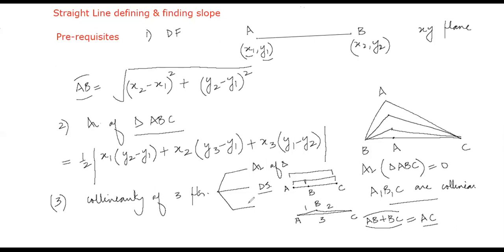Now, students, having understood that these are two ways to prove the collinearity of the points, the third way is by finding the slope of lines AB and BC. Let's see how.